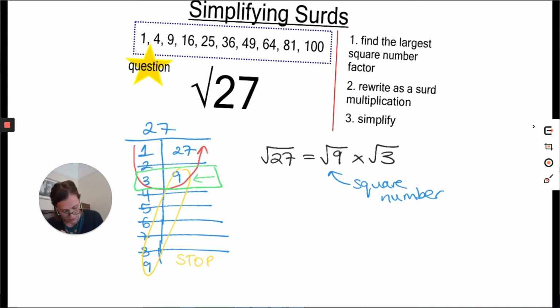So this becomes root 27. Oh, let me try that again. This one's going to become root 27 equals 3 times root 3. And then you can stick those together. We don't need to write the times, so it becomes 3 root 3. And that's our surd in simplified form.